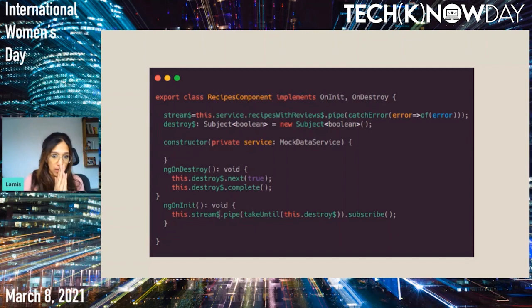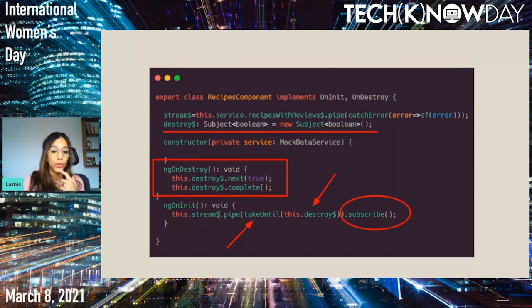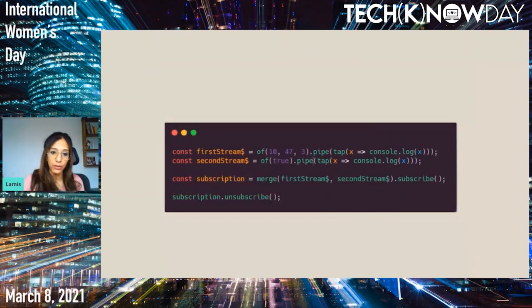And here is the recommended pattern. You can see that we are using takeUntil with this destroy$ subject, and I am subscribing concretely to the observable by calling the subscribe method. And in the end, in ngOnDestroy, you should just complete this observable, or this subject, sorry, which is declared in your component. Here is how you can manage the unsubscription yourself.